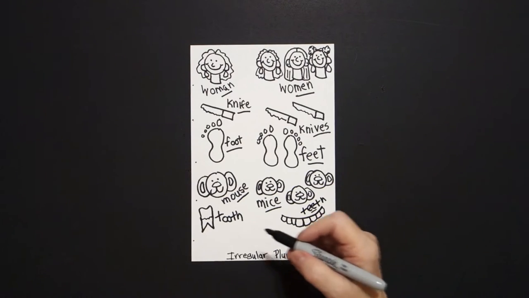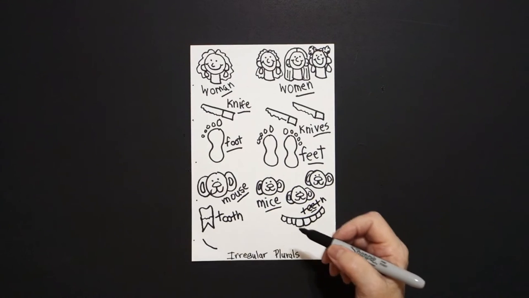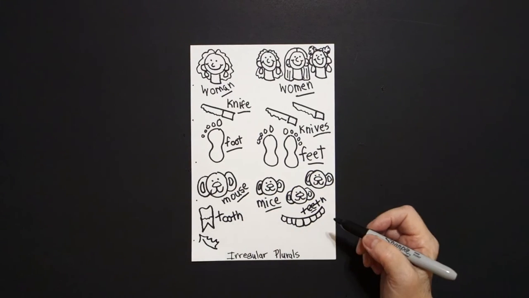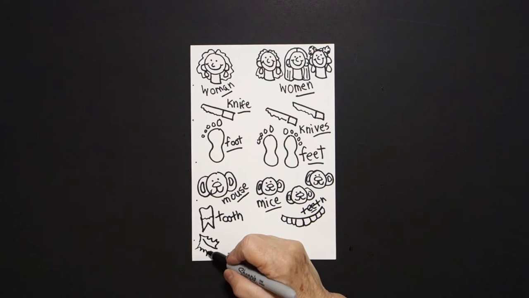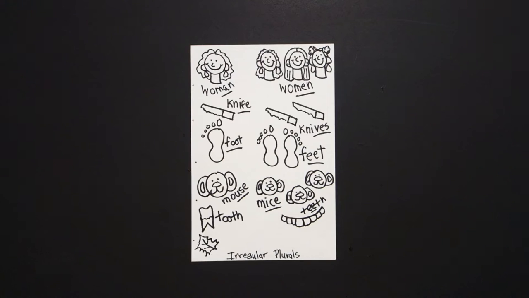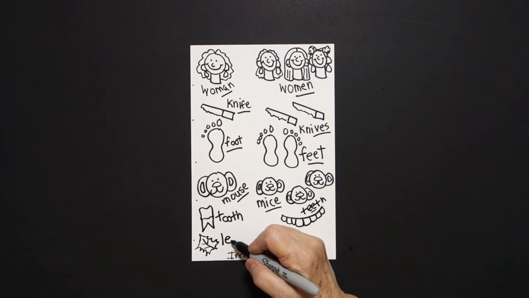Okay, one more. Curve line. Come up to the top. Curve line out, in, connect. Curve line down, up, connect. 1, 2, 3 little straight lines. This is a leaf.